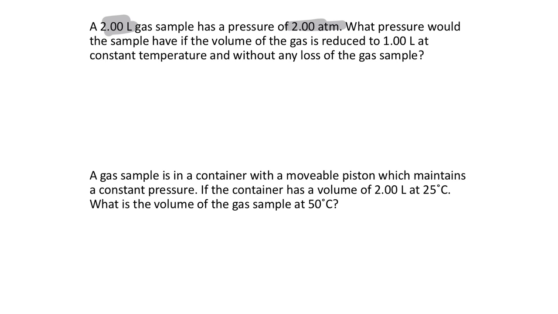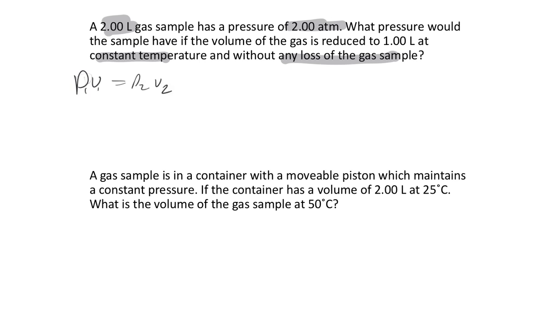So we're going to cut the volume in half, and we're going to do this at constant temperature without any loss of gas sample. These two statements, constant temperature and no loss of sample, are just telling us that we have constant N and constant T. So the only two variables are pressure and volume, and we have P1 V1 equals P2 V2.